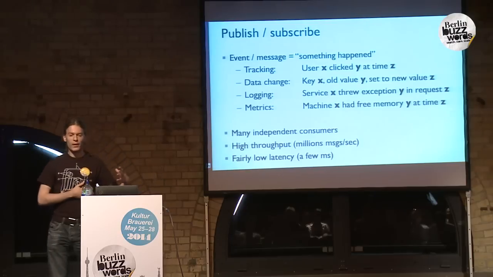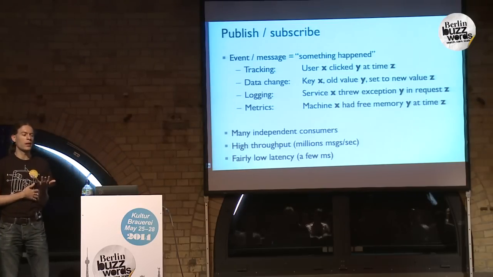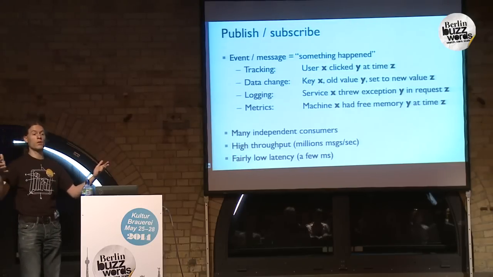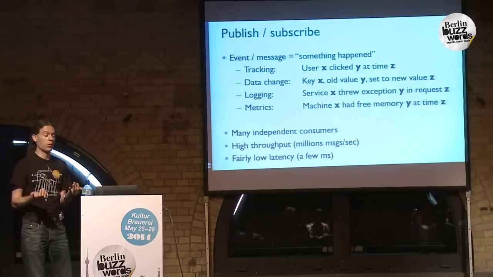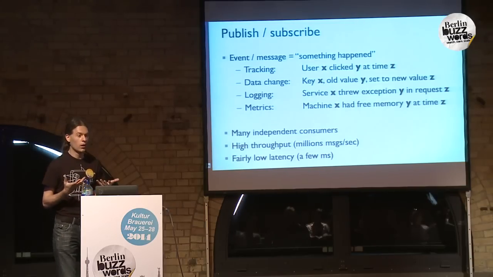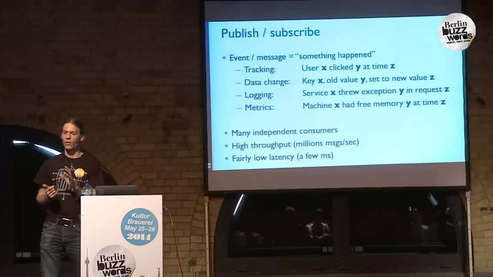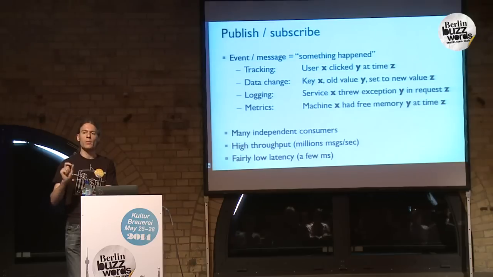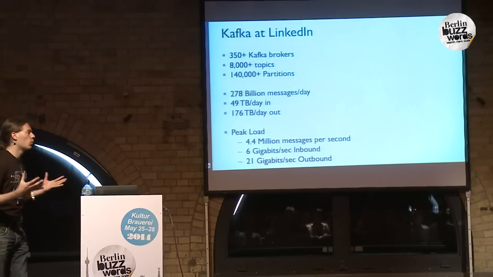Just to scope the problem a bit, for the style of system that we're designing here, we're thinking of many independent consumers, which might be run by different teams across a big company. We want the system to have very high throughput of millions of messages per second. We want reasonably low latency, usually sub 1 second, often single digit milliseconds, but we're not aiming for microsecond type things. That's out of scope.